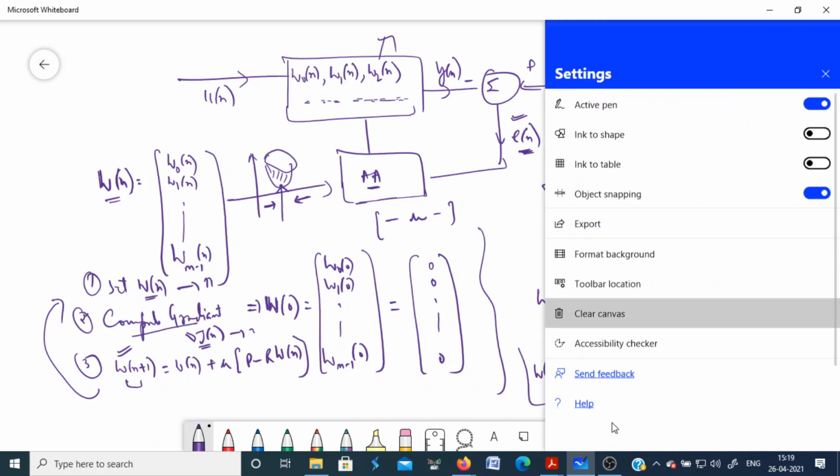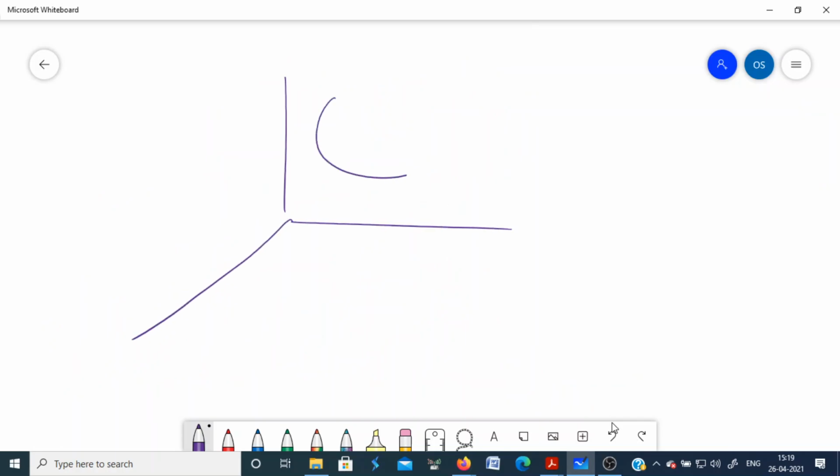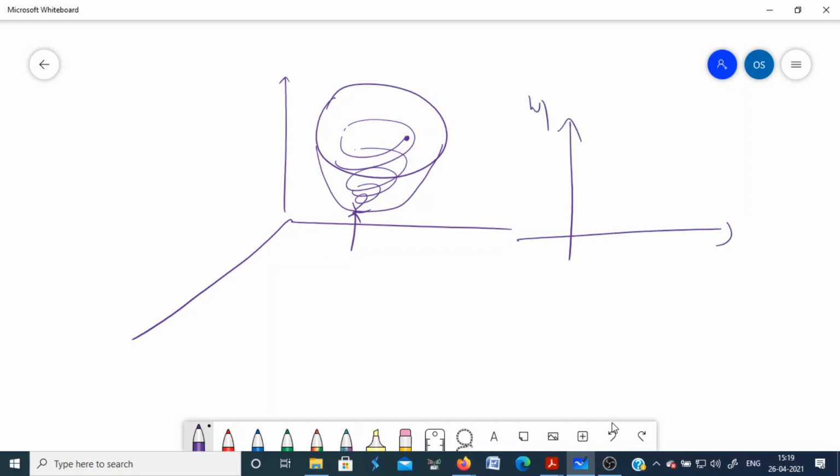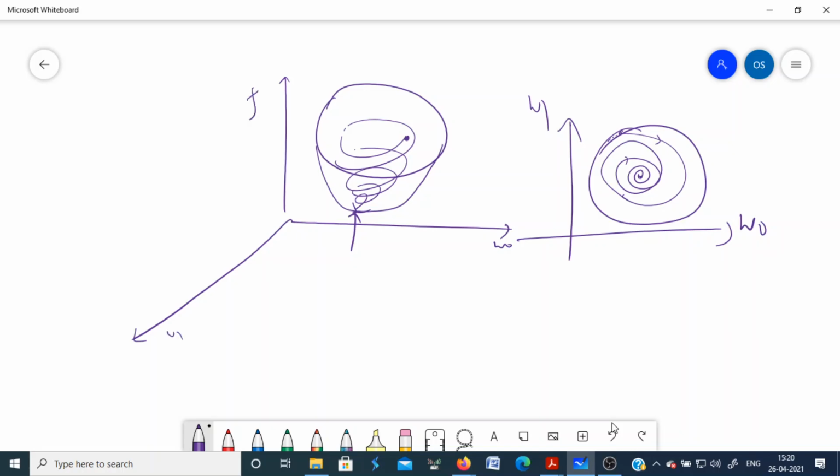What it basically does is this: you have a bowl-type shape, a surface. You start from any point on the surface, and this algorithm will track it and finally reach the Wiener filter solution. In two dimensions we call these contour plots. So for two filter weights you have a plot like this. Start from any point and it will go through this path; this point will move on the surface, and finally you will reach the Wiener filter solution, the minimum.